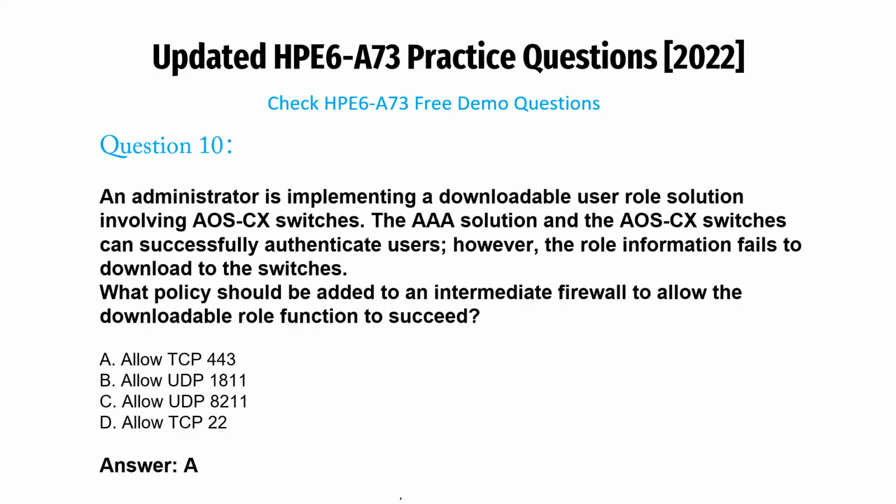Question 10. An administrator is implementing a downloadable user role solution involving AOS-CX switches. The AAA solution and the AOS-CX switches can successfully authenticate users. However, the role information fails to download to the switches. What policy should be added to an intermediate firewall to allow the downloadable role function to succeed? A. Allow TCP 443. B. Allow UDP 1811. C. Allow UDP 8211. D. Allow TCP 22. Answer A.